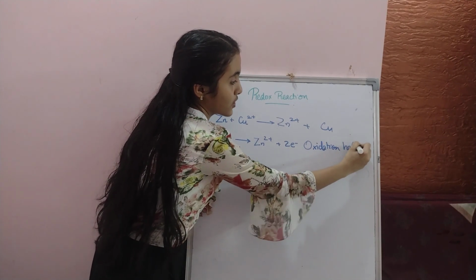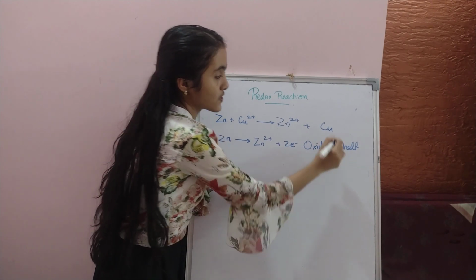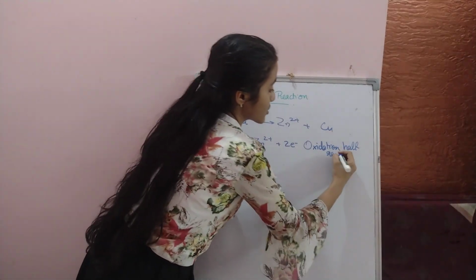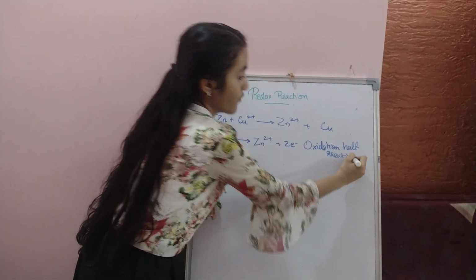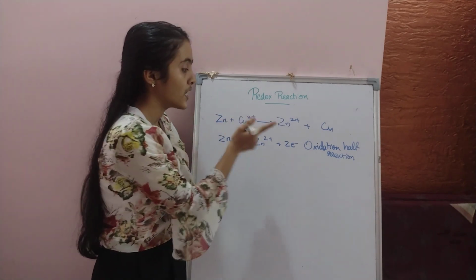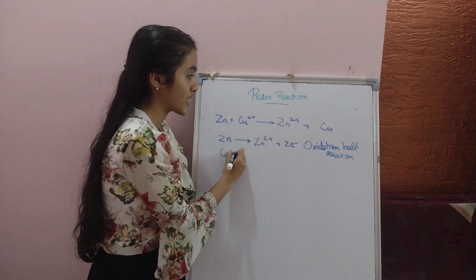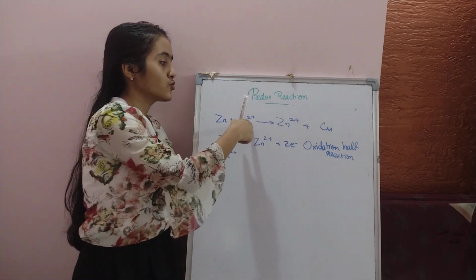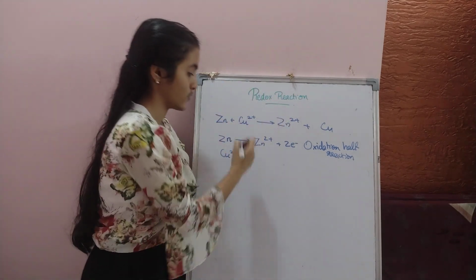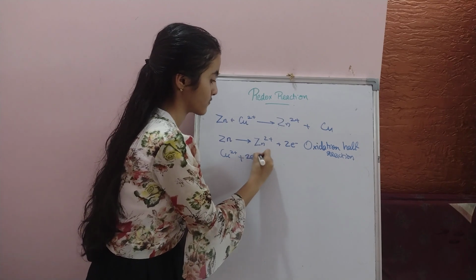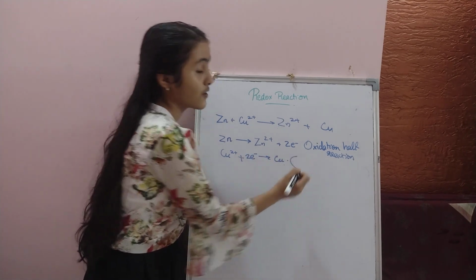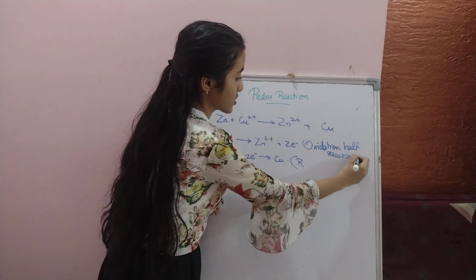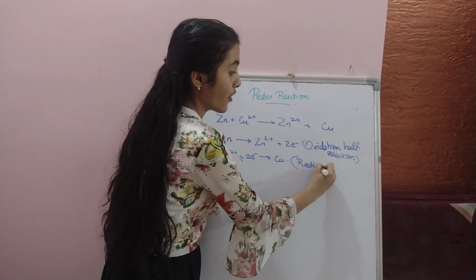Why is it a half reaction? Because this is a complete reaction, and from this complete reaction we are taking a part. So this is the oxidation half reaction. Now what is the reduction half reaction? You can tell me. Cu2+ should be converted into Cu. How can we convert Cu2+ into Cu? Cu2+ should gain 2 electrons and form Cu. That is gaining of electrons, which is reduction. So this is the reduction half reaction. Oxidation half reaction and reduction half reaction.